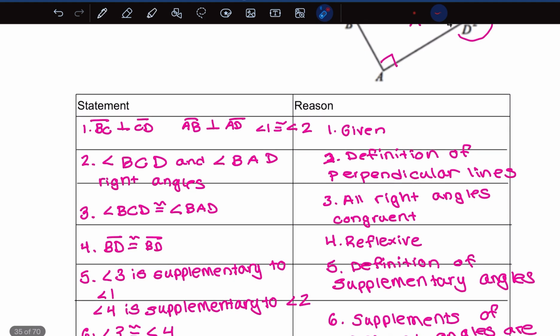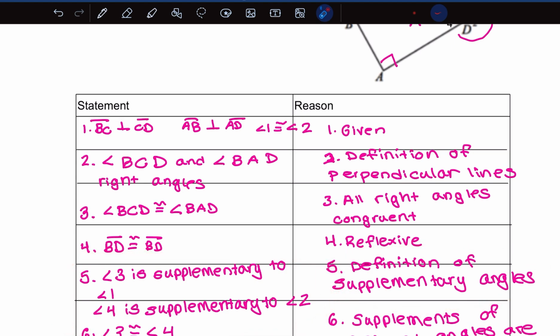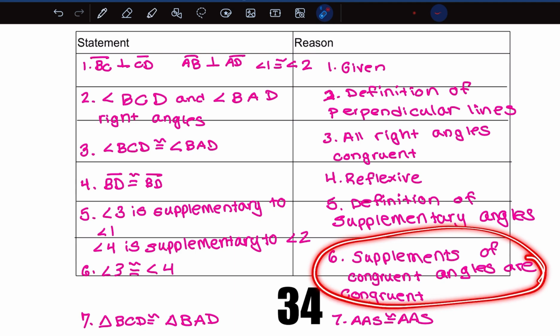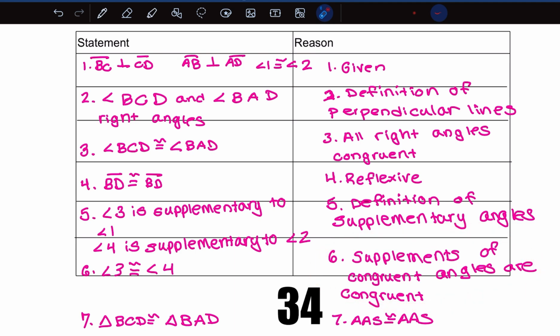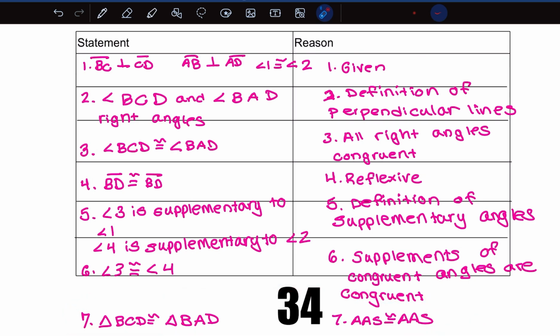Then I'm first going to say that I have two pairs of supplementary angles. And then because of this, I am going to state that angle 3 is congruent to angle 4 because supplements of congruent angles are congruent. I then have a congruent angle, and a congruent side. So I can say that the triangles are congruent by angle, angle, side.